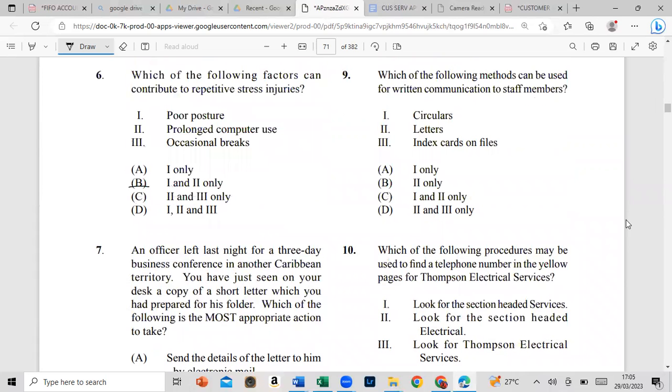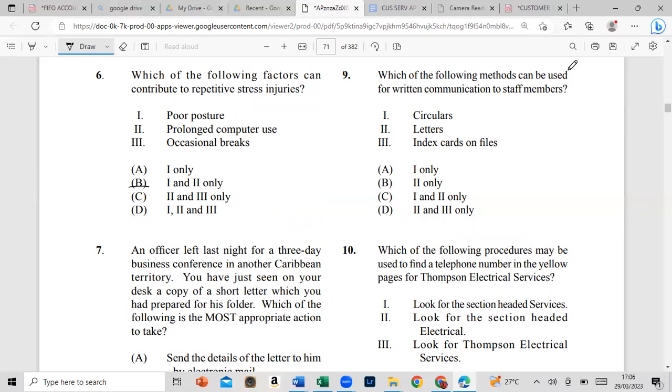Number 9 says, which of the following methods can be used for written communication to staff members? 1, circulars. 2, letters. 3, index card and files. Is it A, 1 only, B, 2 only, C, 1 and 2 only, or D, 2 and 3 only? And that would be 1 and 2, circulars and letters.